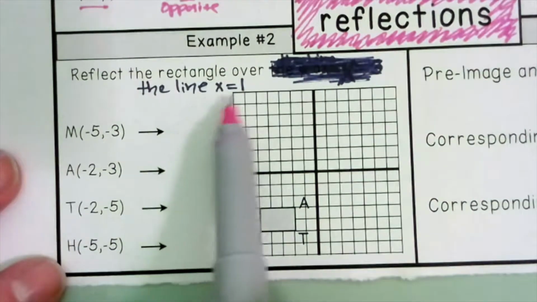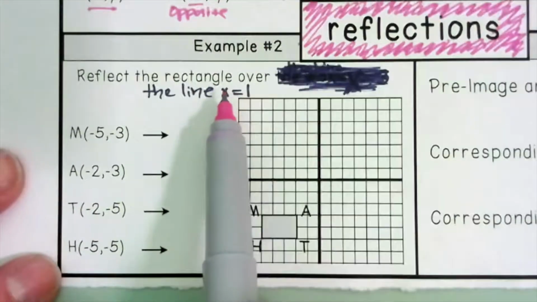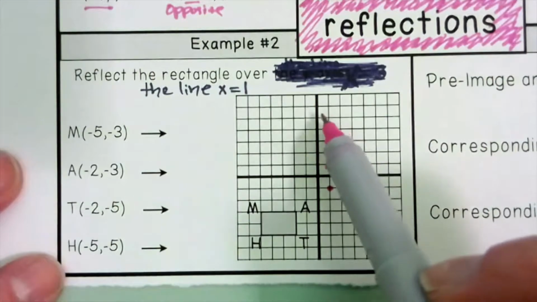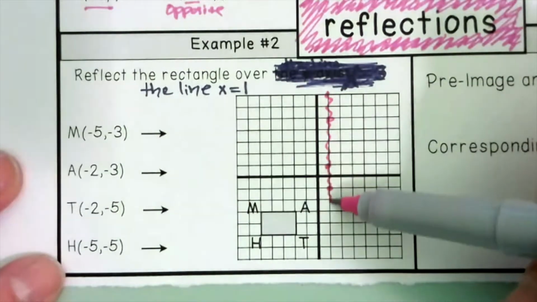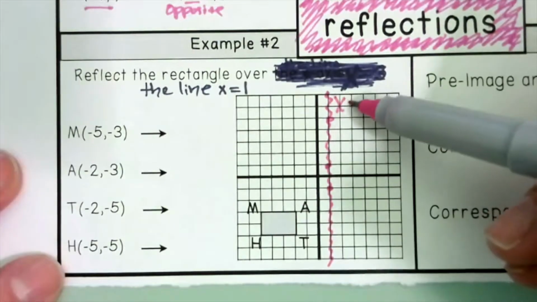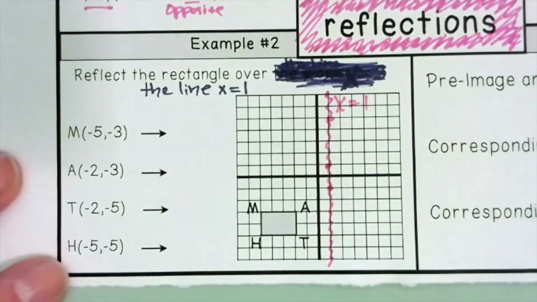Remembering how these lines are drawn, x equals 1 means that no matter what y is, x will be 1 on my line. So if y is 1, x is 1. If y is -1, x is 1. If y is 5, x is 1. So this line right here is my line x equals 1. That's my reflection line.